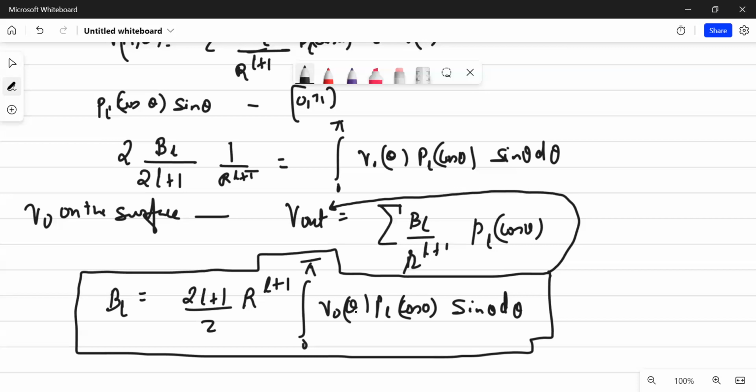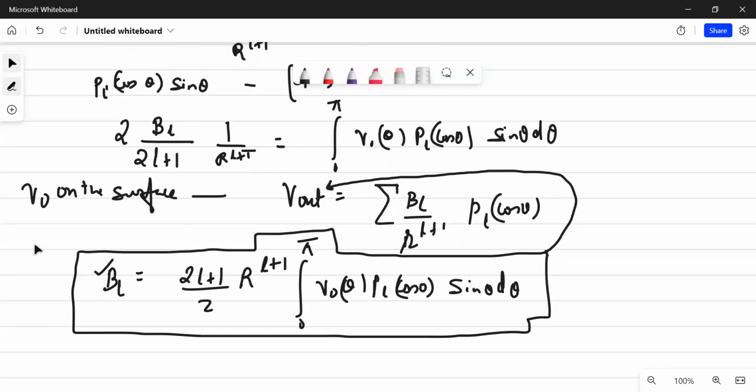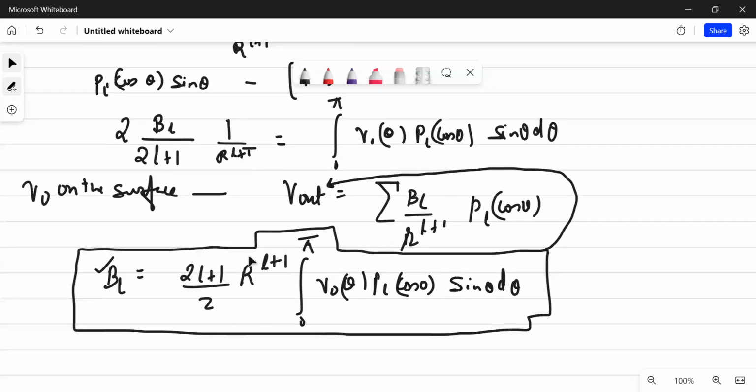So BL is equal to 2L plus 1 upon 2 R raised to power L plus 1, times the integration from 0 to pi of V naught theta, PL cos theta, sin theta d theta. This is your BL. You can replace BL here and you'll find the potential anywhere outside. This is the most general result. I'm just giving it to you so that if somebody asks you in an interview, this will be the answer.